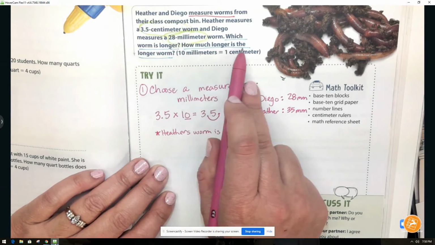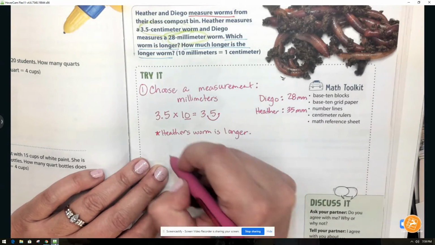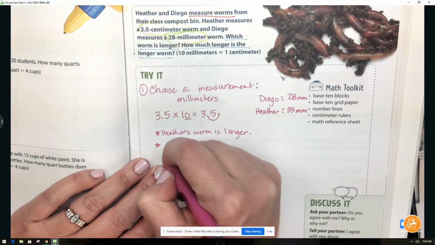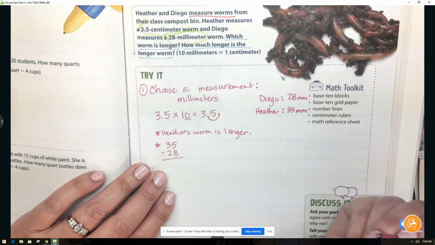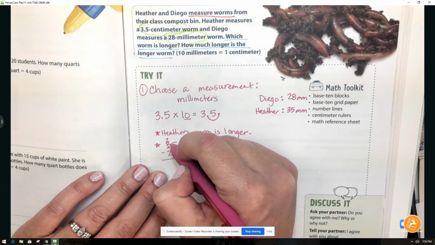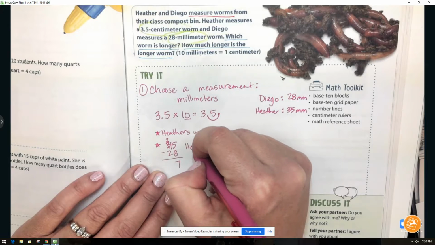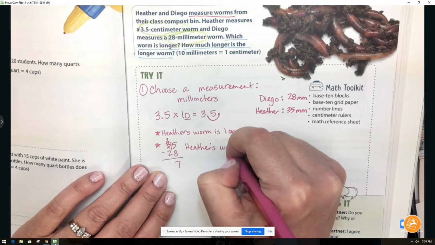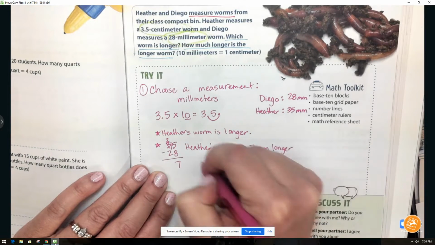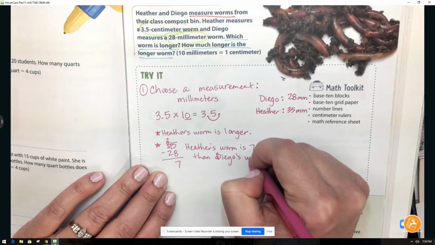What's the second question? How much longer is the longer worm? If we want to know how much longer 35 is than 28, what operation are we going to do? That's right, we're going to subtract. If we have 35 and we subtract 28, let's figure out what that is. I cannot take 8 from 5, so I'm going to regroup. 15 minus 8 is 7. 2 minus 2 is 0. So I can say that Heather's worm is 7 millimeters longer than Diego's worm.